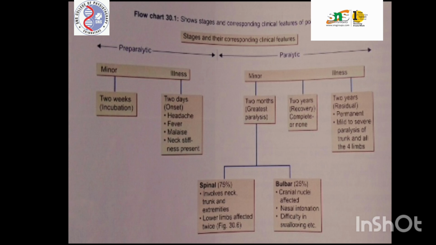Pre-paralytic and paralytic. Pre-paralytic has a 2-week incubation, with illness of 2 days onset: headache, fever, malaise, neck stiffness. The paralytic phase follows a minor illness. Paralysis lasts 2 months or more, with 2 years of recovery phase. Most are also affected, and after 2 years the paralysis is permanent.